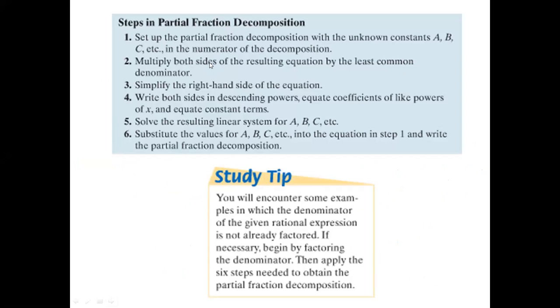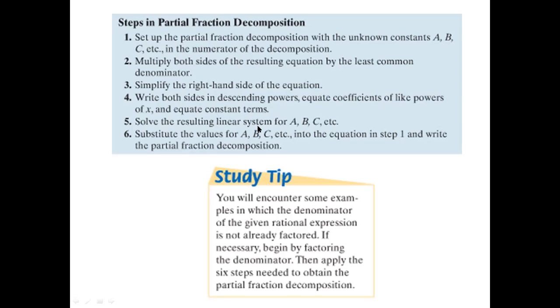So a rational integral is equivalent to that, depending. There may be 3, there may be 4, there may be 2. Then you have to multiply both sides of the resulting equation by the least common denominator that was explained. Then simplify the right side of the equation. Then write both sides in descending powers, equating coefficients of like powers of x and equating constant coefficients or constant terms. You may use Heaviside when you are dealing with linear factors only.